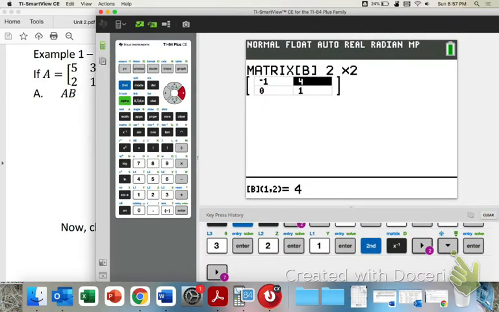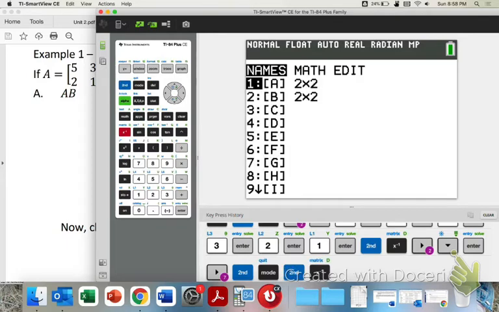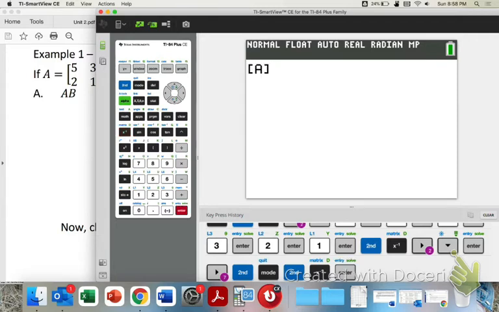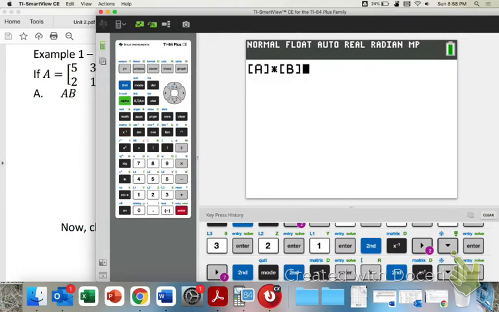Now, in order to do multiplication, I'm going to quit first. So once they're both typed in, you want to quit. Go to second, back to your matrix menu. If I want to do A times B, again, order matters. So I want to do A, use my multiplication sign, go back into my matrix menu, then choose B.